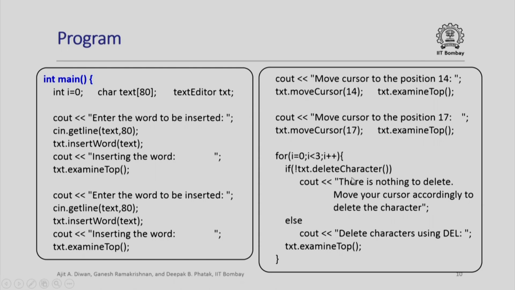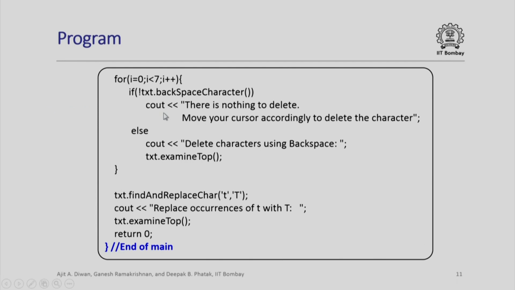Finally, I want to delete characters. Let us say I want to delete from 0 to less than 3, that means 0, 1 and 2. Well, there is nothing to delete if the txt dot delete character is not true. Otherwise, it will output delete character using del, and text dot examine top again permits me to examine the top position.